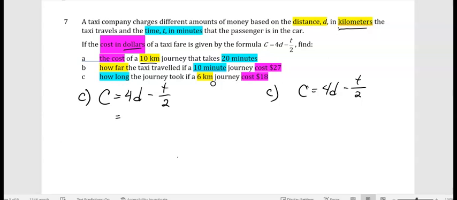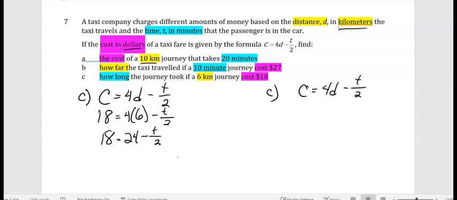Our journey is 6 kilometers long, so I replace the distance with 6. I don't know what the time is, but I know the cost is $18. Okay, here is the way that I did it in class and the mistake I made. What I actually did in class is, here we go, 6 times 4 is 24 minus t over 2. So we don't know what t is.